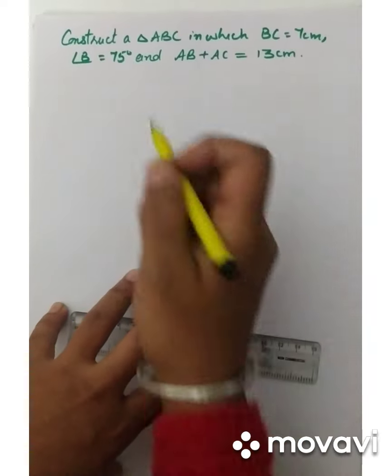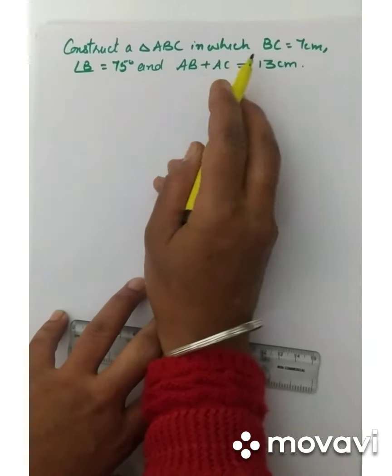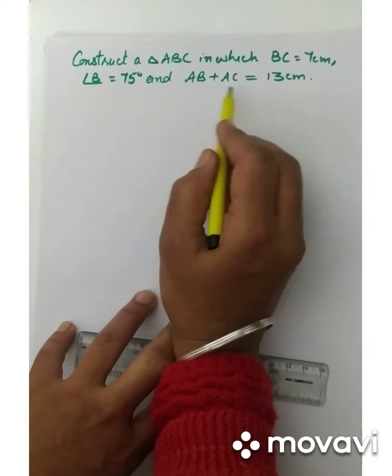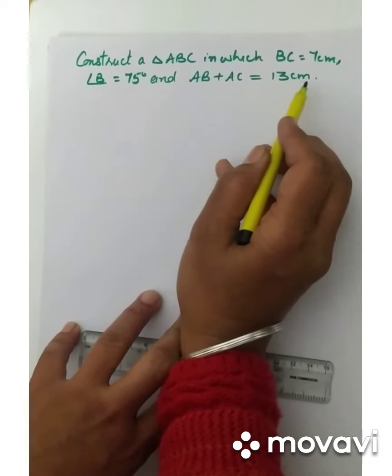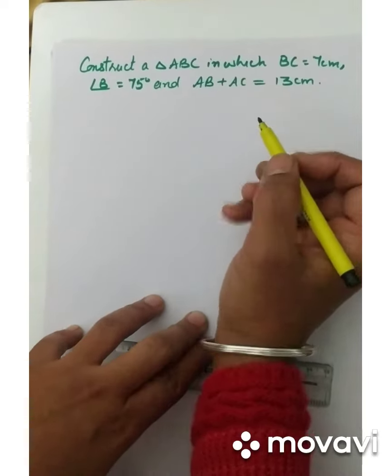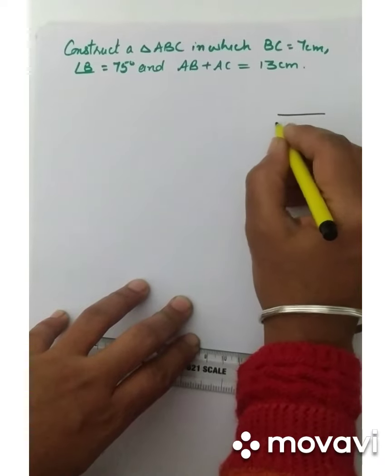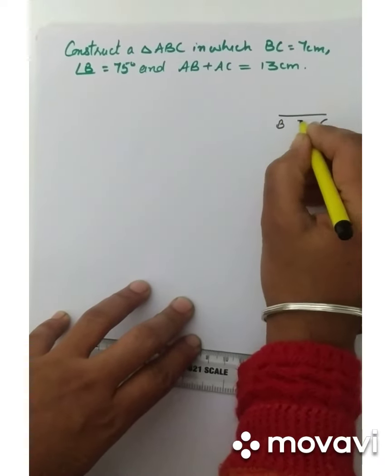Now students, here's the question. Construct a triangle ABC in which BC is 7 cm, angle B is 75 degree and the sum of the other two sides AB plus AC is given 13 cm. Right? Now let us draw the rough figure. BC as a base, 7 cm.